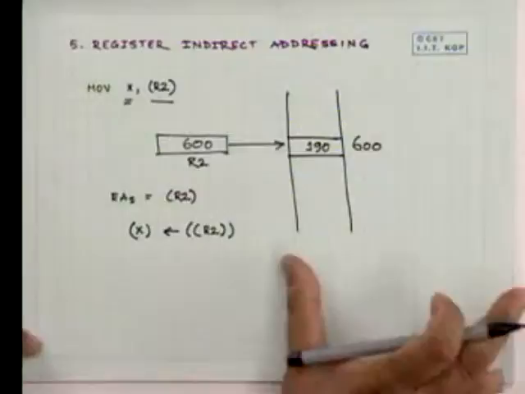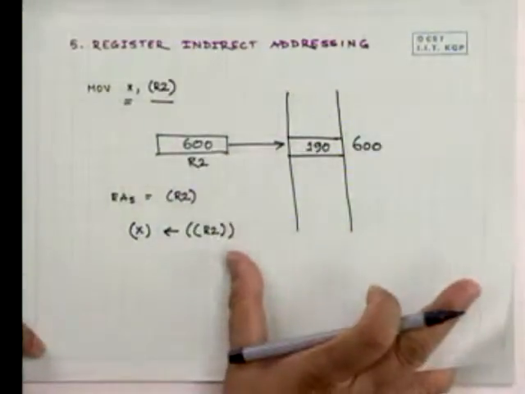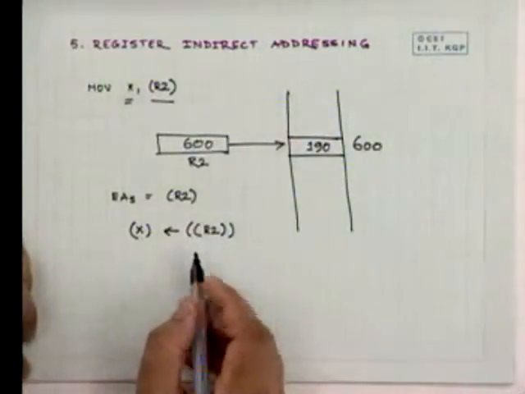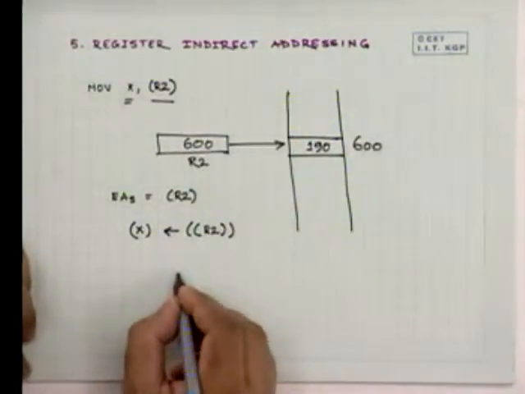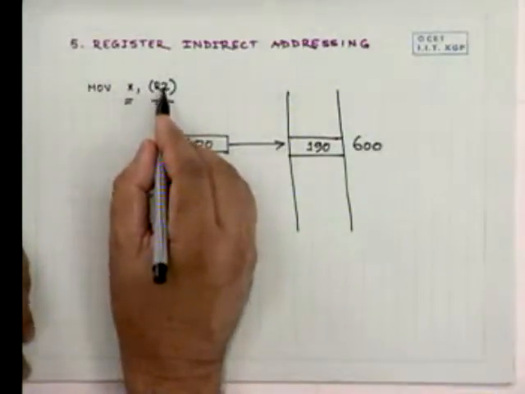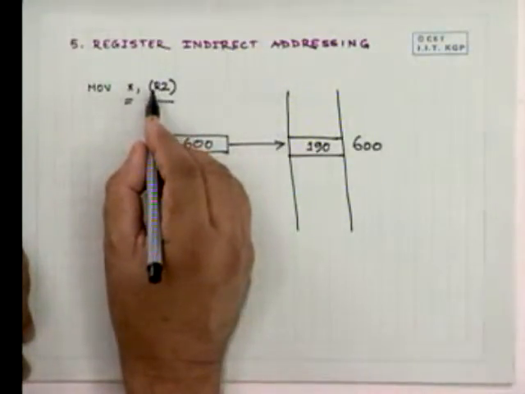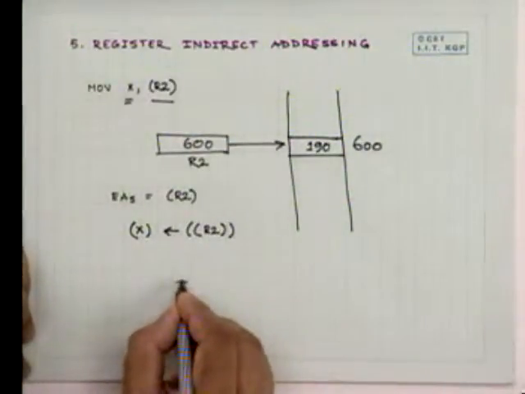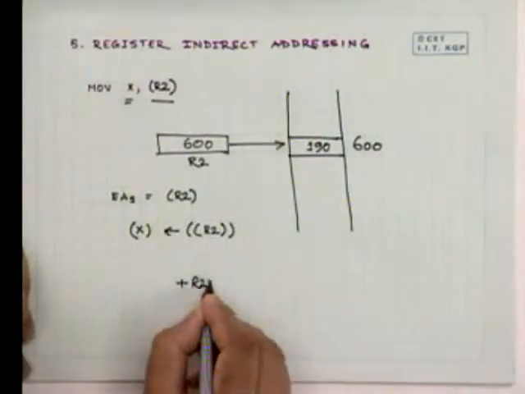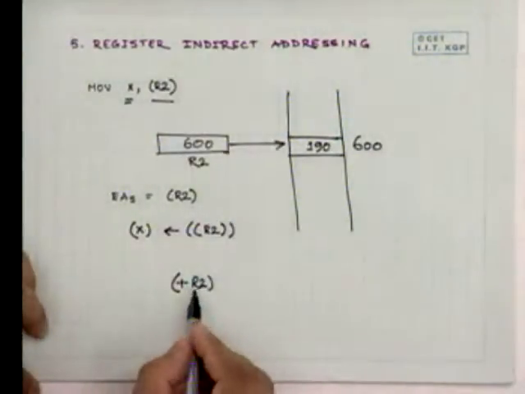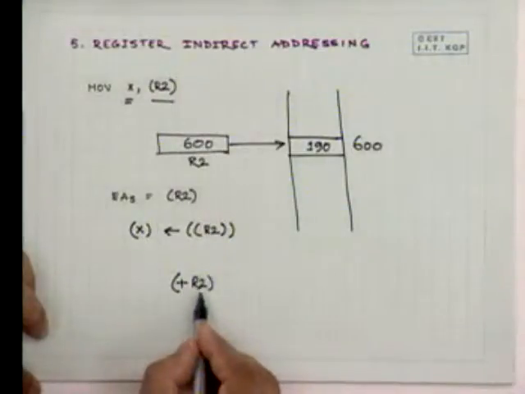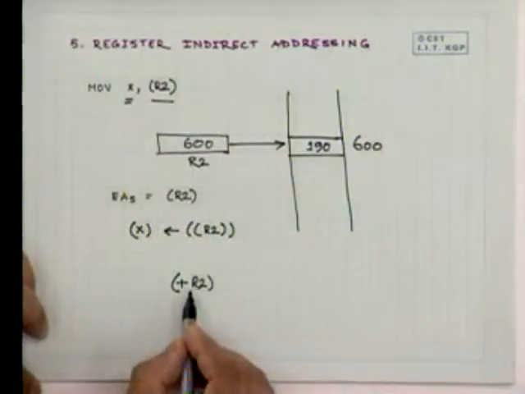We have already discussed it in the previous lecture. Now, what can be done here is this: in register indirect addressing, the register specified can be pre-incremented or post-decremented. For example, if we say plus R2, then it means that increment the content of the register R2 first by a specified amount, say 2, and then take its content as the address of the operand.